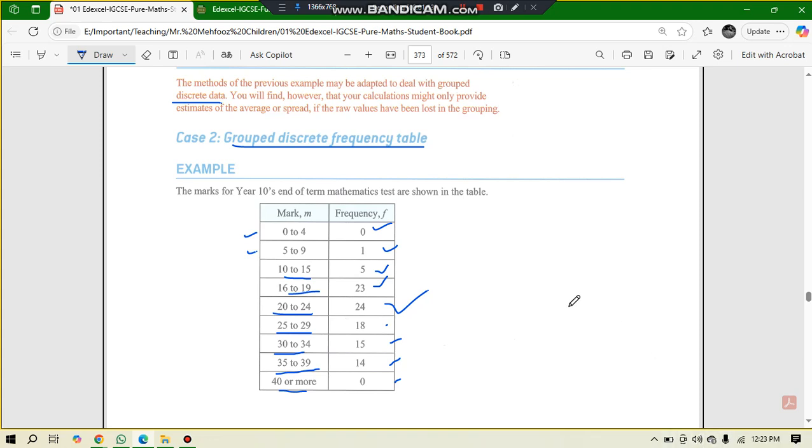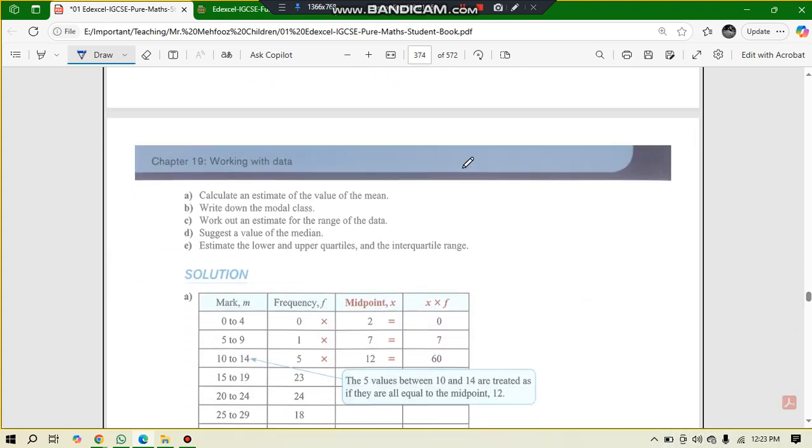After that, we have to calculate the estimate of the mean as well as write down the modal class. When we are dealing with grouped data, we have to calculate the modal class. In the previous example we had just raw data and we just plotted a table for it. Then work out the estimate for the range of the data, suggest a value for the median, and estimate the lower and upper quartile and also the interquartile range.